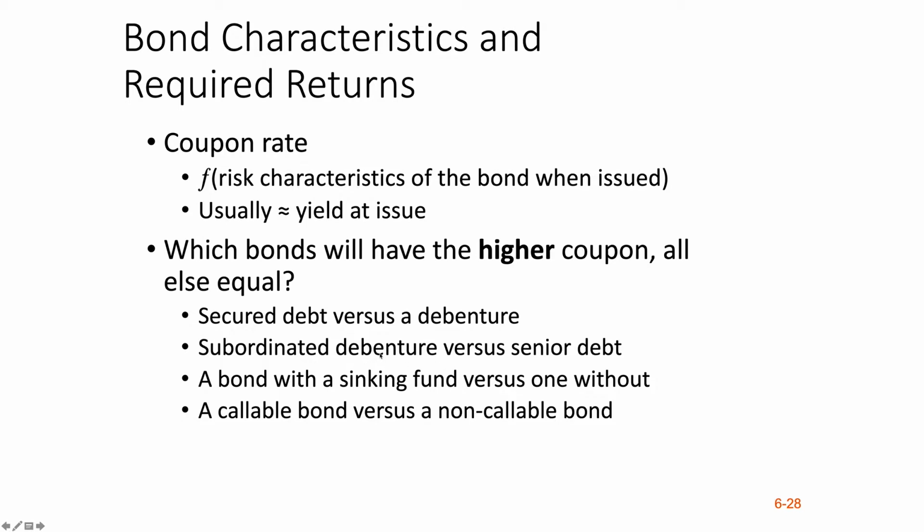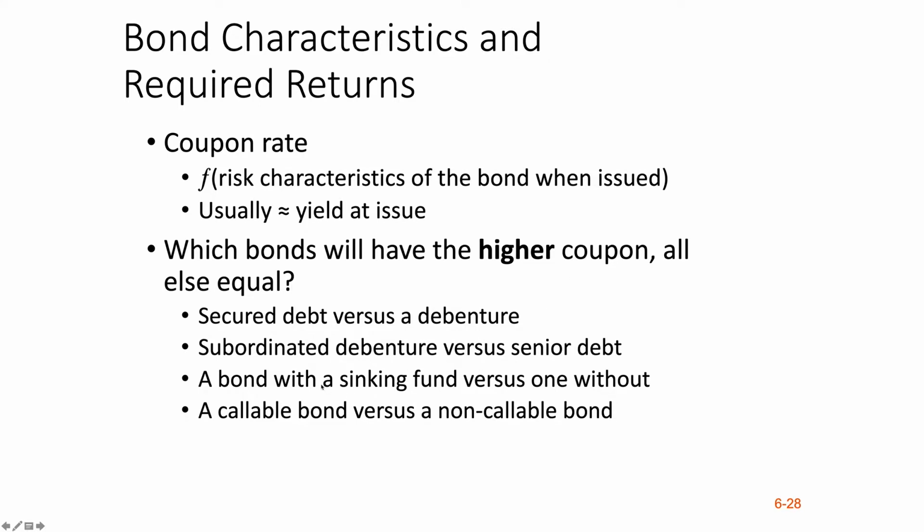Number three, a bond with a sinking fund versus a bond without a sinking fund. Without a sinking fund, you make a lump sum payment at the end of the period. Which one is riskier from the lender's view? Without a sinking fund, so you pay a high coupon rate. On the other hand, a bond with a sinking fund clause pays a lower coupon rate. It reduces your cost.